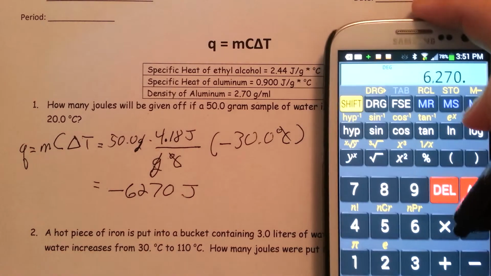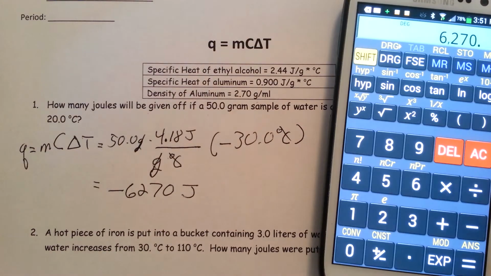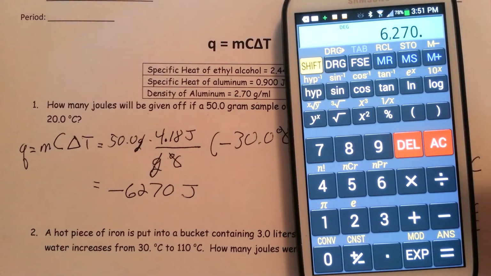Now as it cooled off, right, the water cooled off, it gives off the heat to its environment. And that's what the negative sign here means. It means that it's exothermic, it's giving off heat. If it had gained heat, then this would be a positive sign. All right, that's it for question 1.